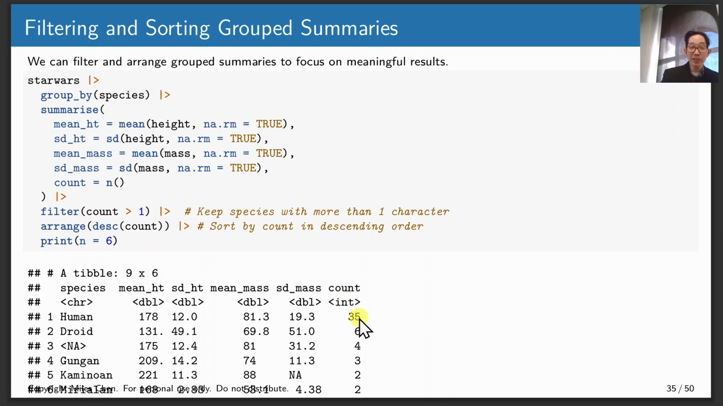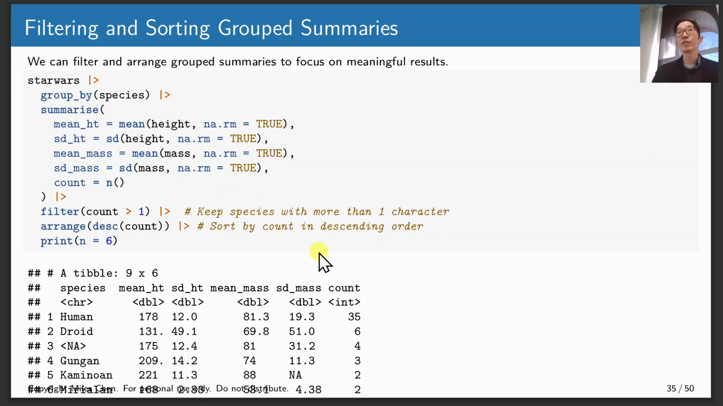All right, so we have 35 humans, 6 droids, I guess species unknown, 4 of them, 3 Gungans, 2 Kaminoans that were named in the universe, and that's what we have, okay. And these are the mean and the standard deviation of these values as we go on, okay. And so my hope is that you'll be able to start reading these things and understand what's happening. It's not going to feel like a mystery with each of these things. So dplyr should have simple enough syntax for us to understand.